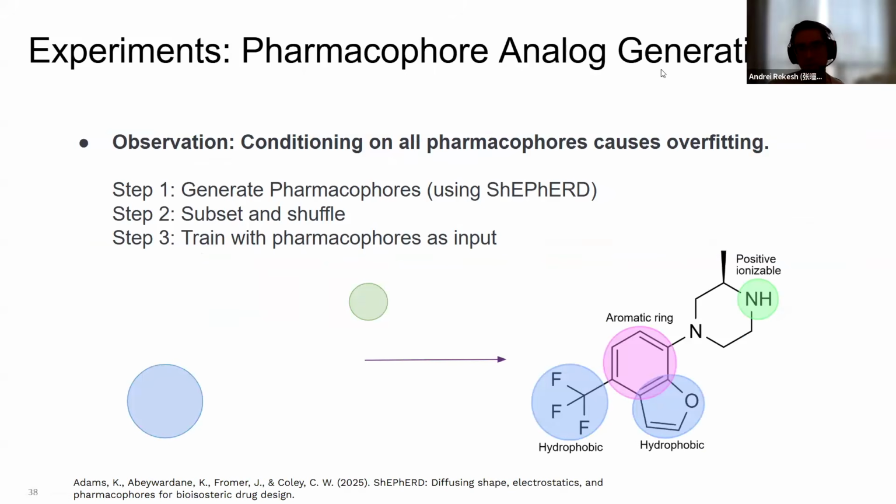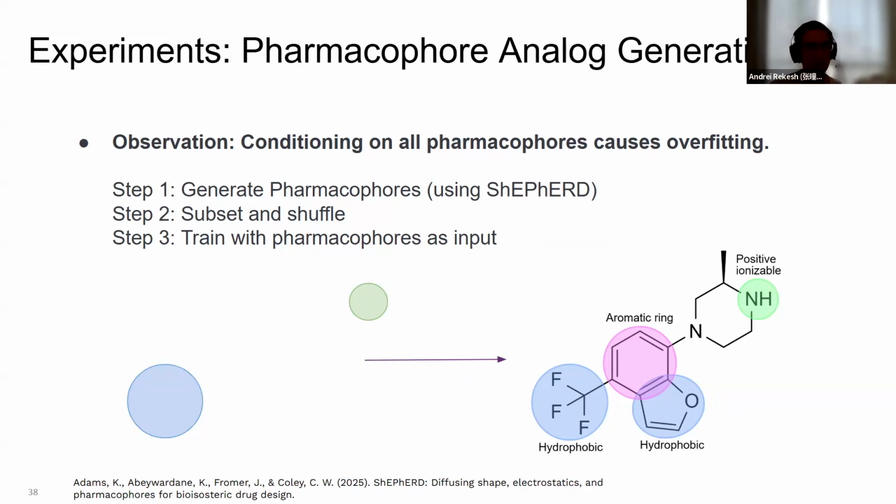So finally, with the unconditional generation results out of the way, we move towards this pharmacophore analog generation. So this is our conditional generation model. We allow this basically with a modified version of the backbone that includes pharmacophore positions as atoms that are considered by the backbone but are never moved by it.